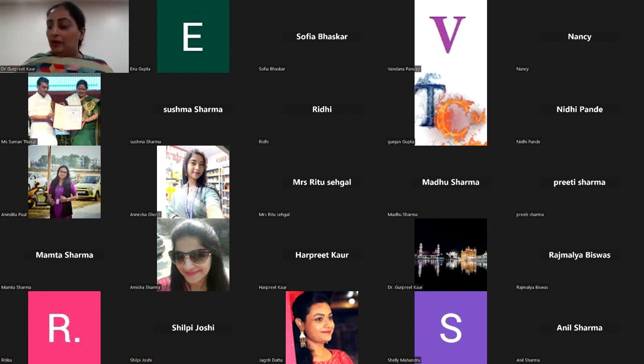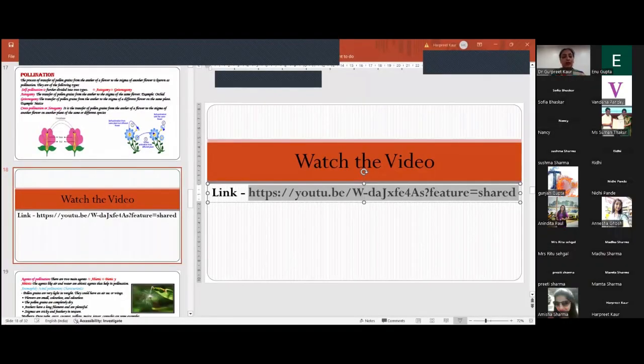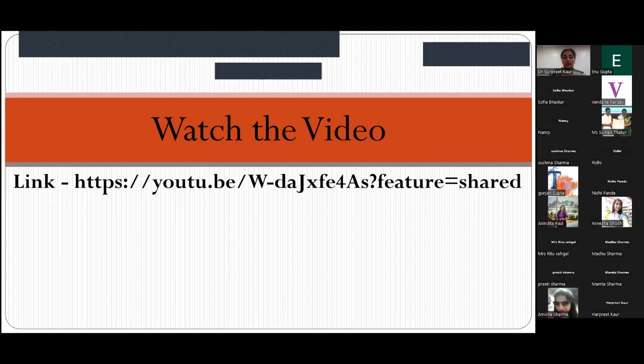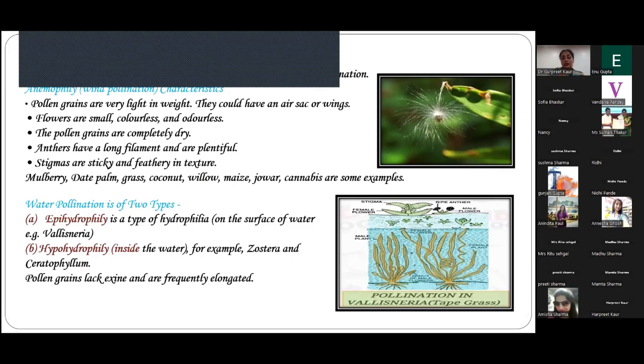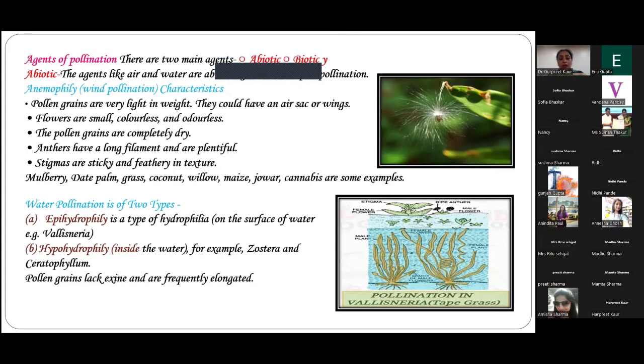So here we could see the process of pollination, that is self-pollination, autogamy and geitonogamy, and cross-pollination, that is xenogamy. So there are various agents of pollination, that is abiotic and biotic. Abiotic means the non-living ones, that is the air and the water. And biotic means the living ones. They can be humans, animals, bats, birds, insects, anyone working in the fields or having nectar or any other activities with the flowers.